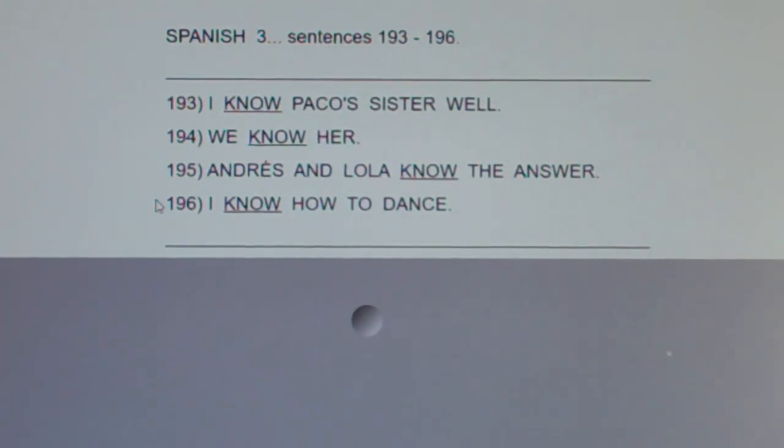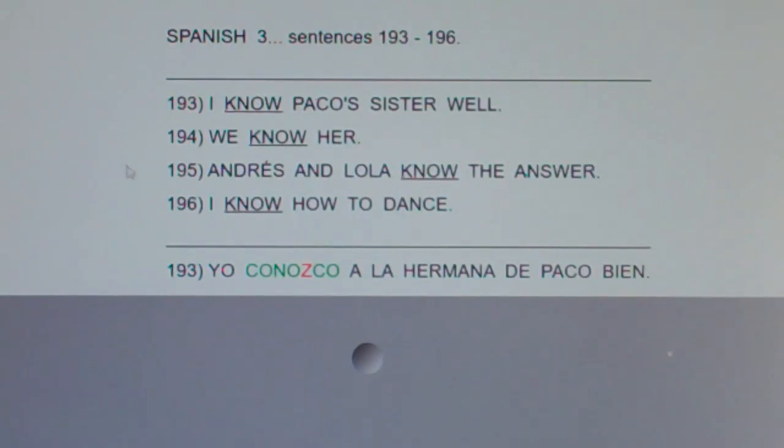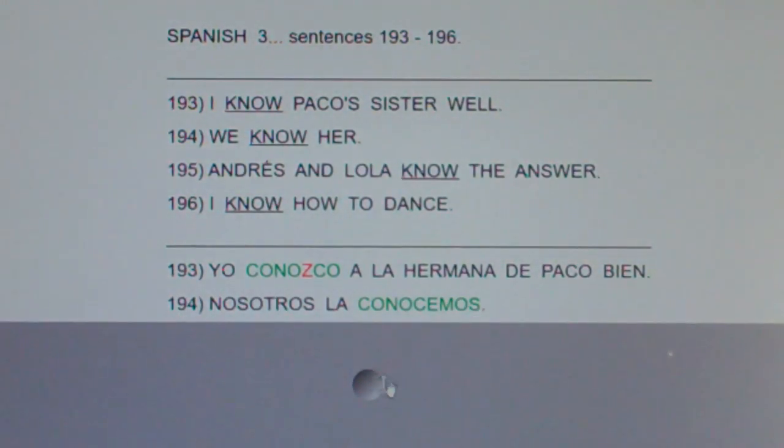Here we go. 193. I know Paco's sister well. Yo conozco a la hermana de Paco bien. 194. We know her. Nosotros la conocemos.